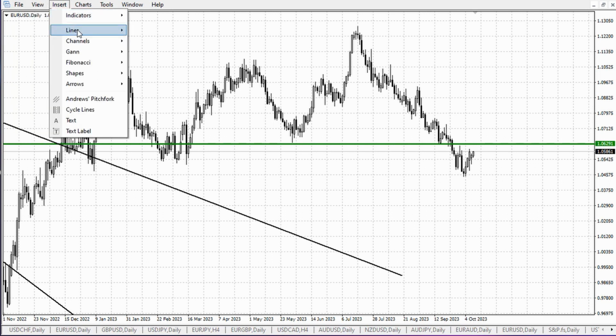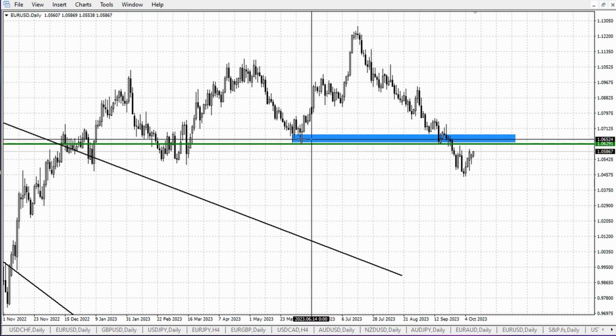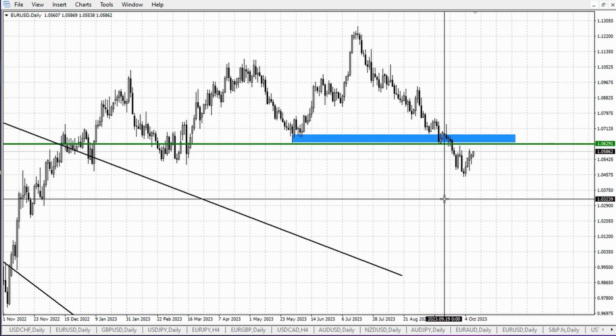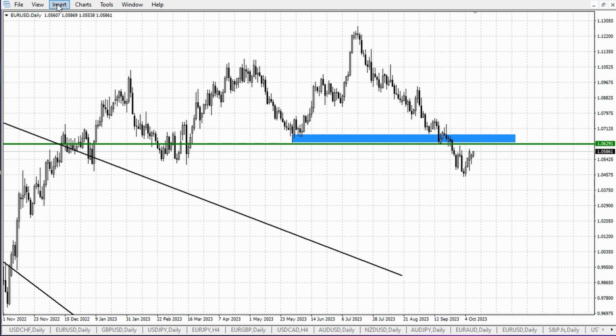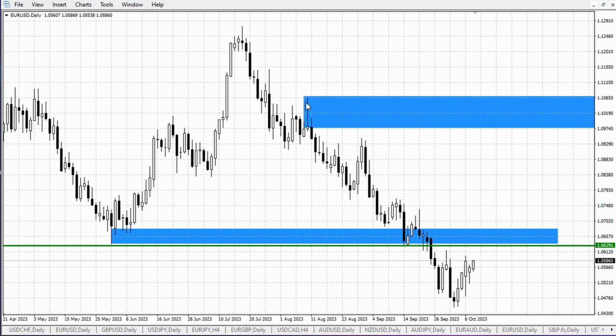They are using a rectangle. So they will do this. They will go to shape, a rectangle, and they will draw again the support. So this is support. They use this fractal low over here. They expand, and this is going to be a potential support level. Something similar is happening to the upside. What we do is we choose shape, rectangle, and for example, this area could be potentially a resistance. So we find a fractal low or a fractal high. We choose the wick, the shadow of the candle, and we draw, we have support and resistance.